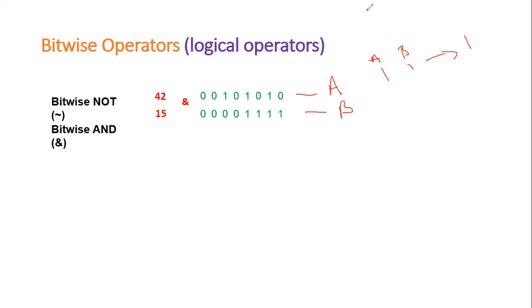Is it right, students? Now let us see that operation. You see that I got the output. Both A and B are 1, so therefore I'm getting output as 1. Here also both A and B are 1, therefore I got output as 1. But in all the remaining cases I got an output of 0. That's what bitwise AND is.